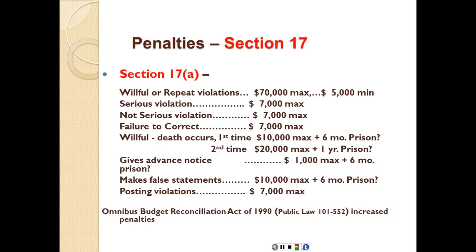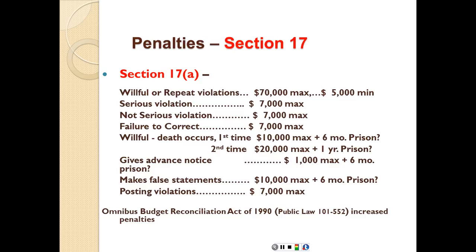For a serious violation, a maximum of $7,000, again, per person exposed to that violation. A not serious violation, again, the maximum is $7,000. Failure to correct. You were cited, you were given an abatement period, and you did not contest it, and you failed to correct within that period. Again, there is a citation up to $7,000 per individual exposed.